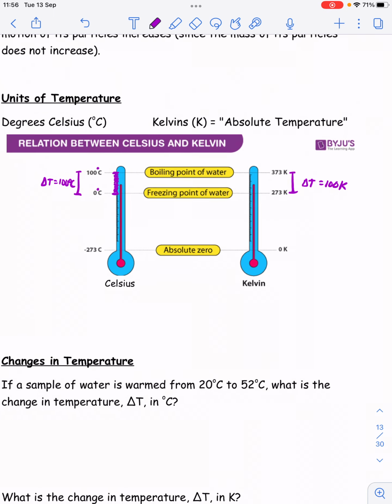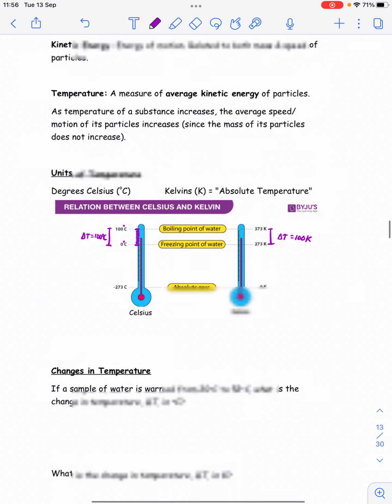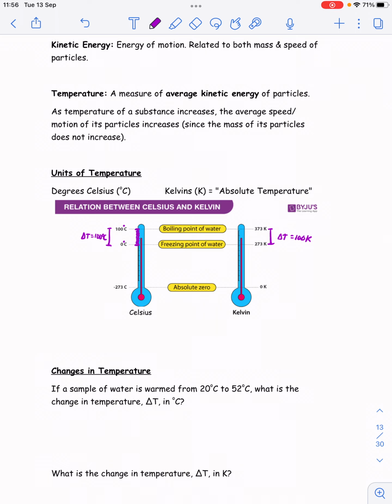While we're all familiar with negative temperatures and they work fine for day-to-day life, when we're doing calculations, and if we're thinking about temperature as a measurement of average kinetic energy, how can a particle have negative kinetic energy? How can it have a negative amount of energy? If it's moving, then it has some amount of positive kinetic energy. So those negative temperatures don't really make sense when we think about what temperature actually means. So what Kelvin does is it gets rid of negative temperatures.